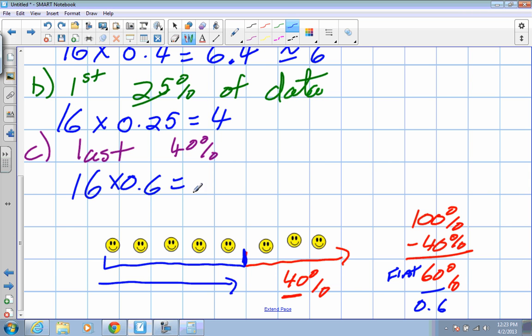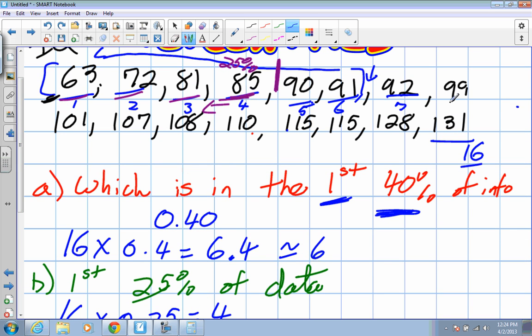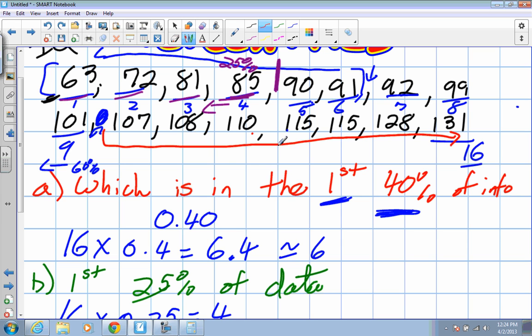So we're looking for 9.6. So we go up to our data. That was 6. This was the 7th value. This was the 8th value. This was the 9th value, and it was actually 9.6, so in between here. So we know everything before that would be the first 60%, but they're looking for the last 40. So that actually means everything after this to the end. All of this is in the last 40% of the data.